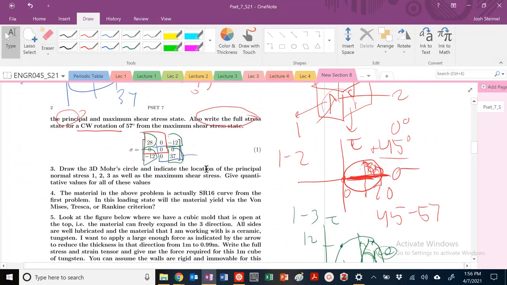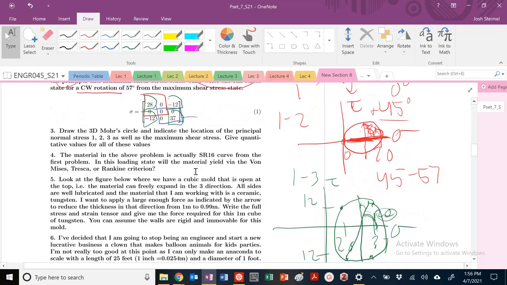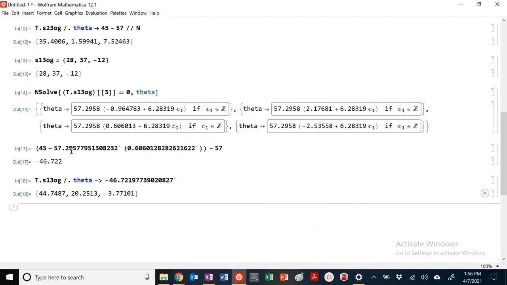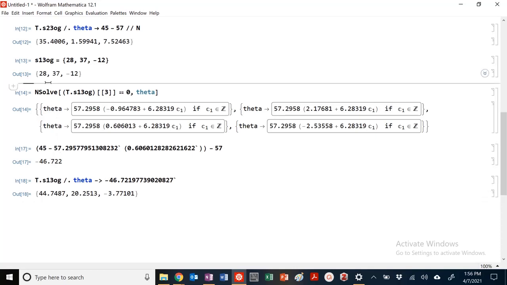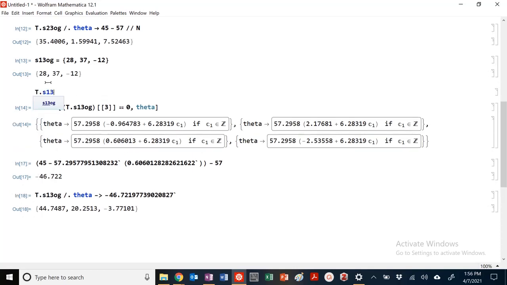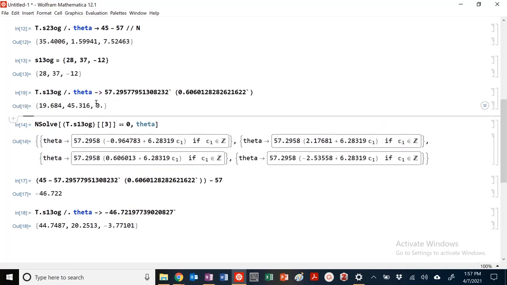So that's it. Our last question asked us to draw the Mohr circle. One of the things we didn't do here because we saw it here is the values here. If I do T dot S13 OG slash dot theta goes to this particular value, actually, I want to go to this value here. Let's see what I get. See, 0, and then here are my sigma 1 and sigma 2s.